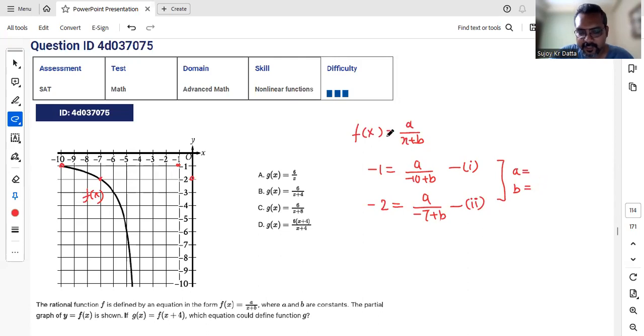So that will give us f(x). From there, I can now find out g(x) because I have to just replace x with x plus 4. And then that will be the answer. Let's do it, because this is not what we'll eventually do. I'll give you a much shorter way.